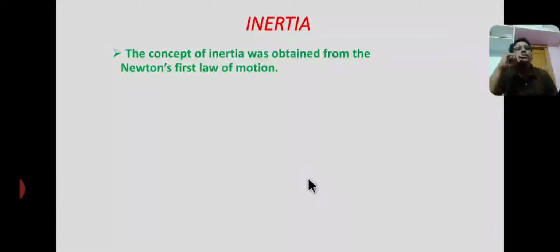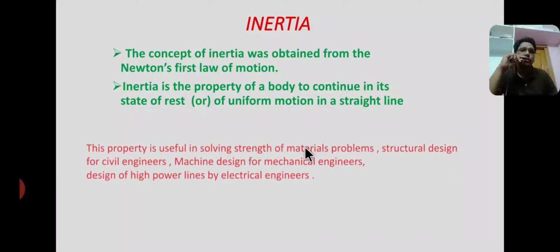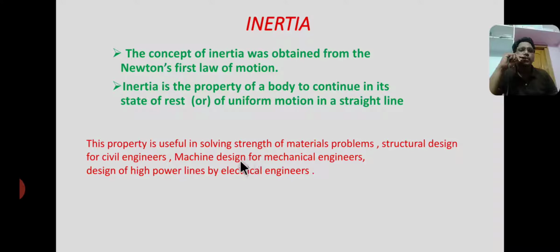Now, the concept of inertia was obtained from Newton's first law of motion. And inertia is the property of a body to continue in its state of rest or of uniform motion in a straight line. This property is useful in solving strength of materials problems, structural design for civil engineers, machine design for mechanical engineers, design of high power lines by electrical engineers.